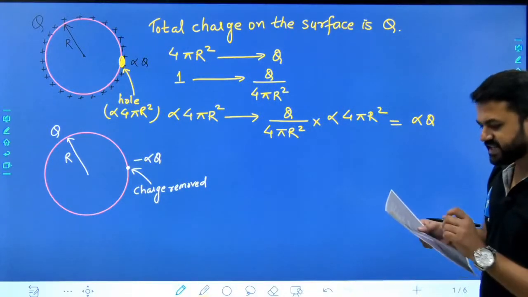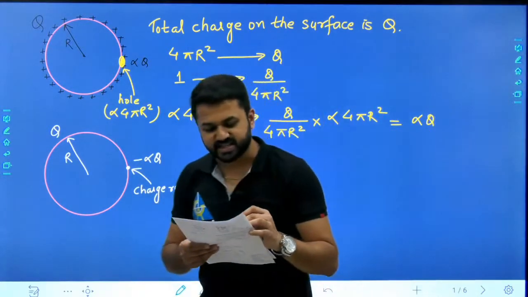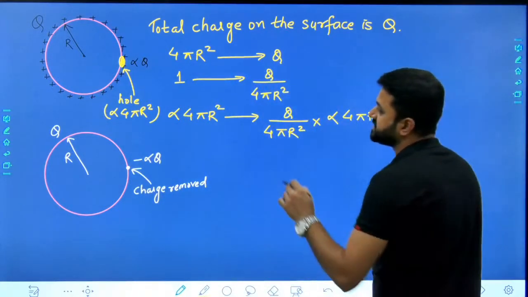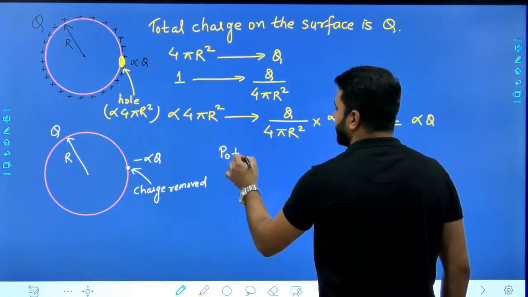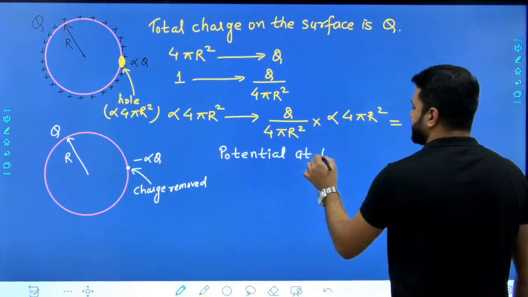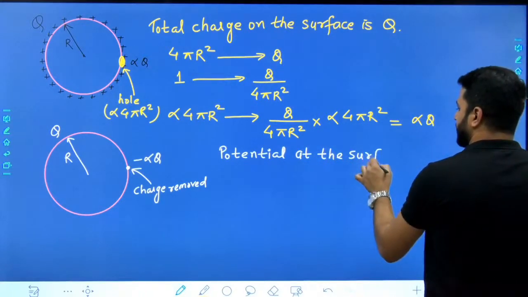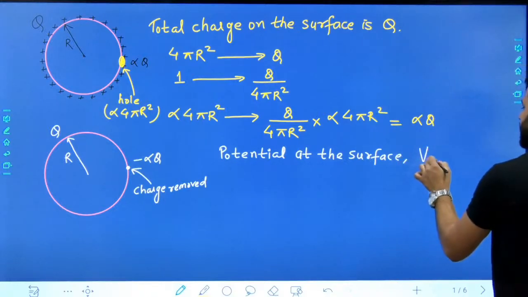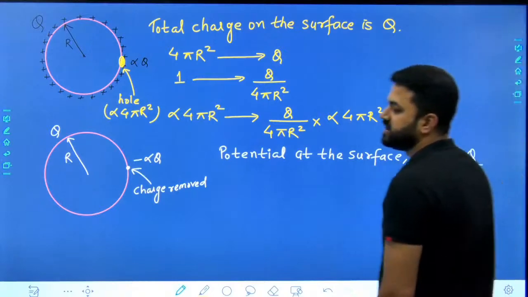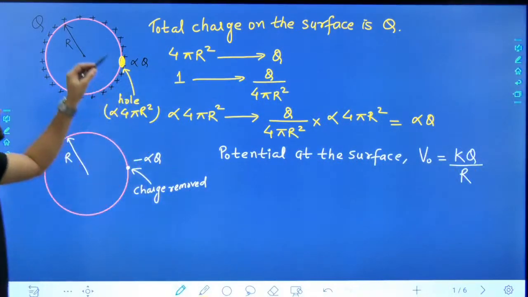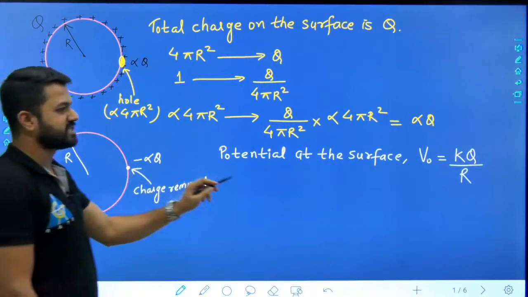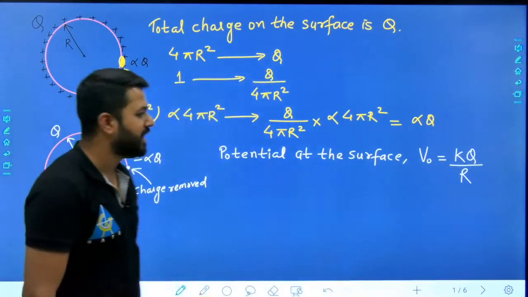Now it is given that a thin spherical insulating shell of radius r carries a uniformly distributed charge such that potential at its surface is V naught. So potential at the surface will be V naught, and V naught is KQ divided by R. So potential on the surface is KQ by R. Is it clear to you?